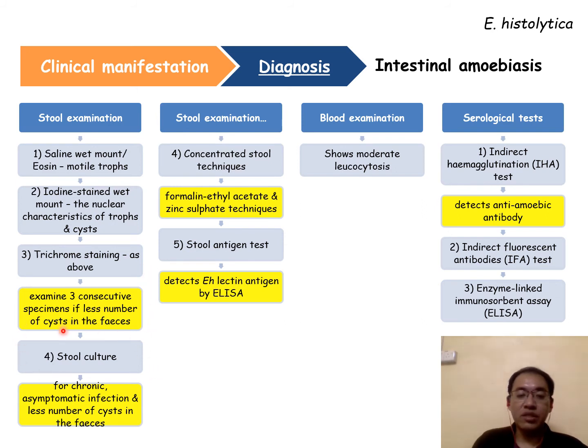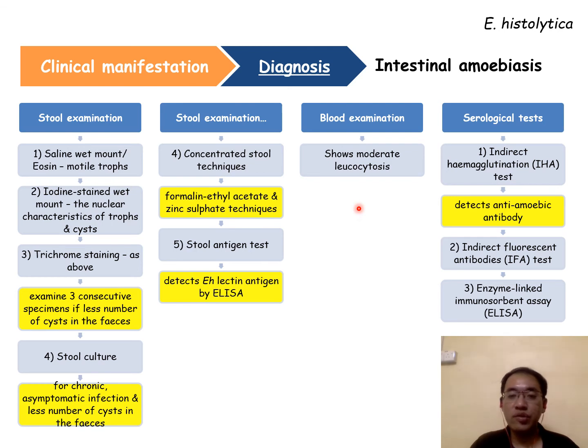Stool culture can be performed, but it is not so accurate and it is time consuming. It will usually require 8 to 10 days, which is not practical nowadays. If the cyst count is low, we can also use concentration techniques like formalin ether or zinc sulfate concentration techniques. If the clinical sample shows positive for cysts or trophozoites, we can do confirmation tests like the stool antigen test, which specifically reveals the presence of Entamoeba histolytica lectin antigen.